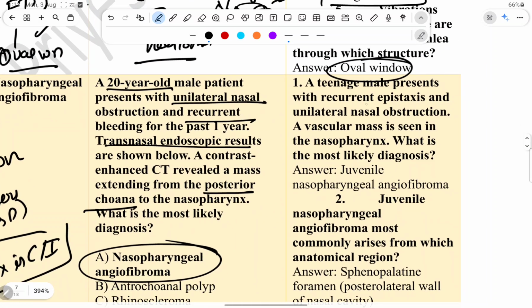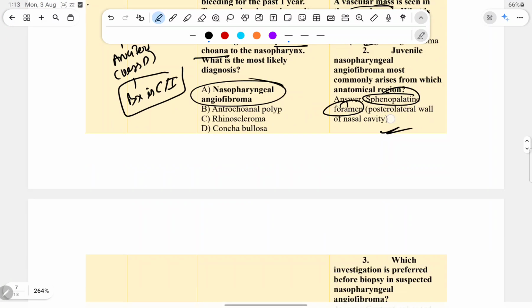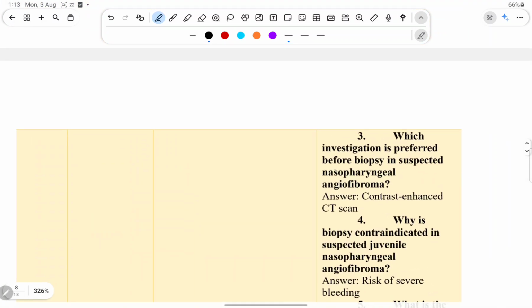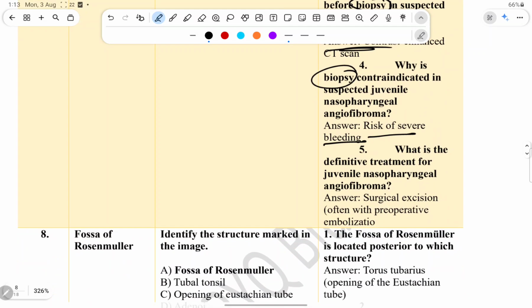Okay. A teenage male presents with recurrent epistaxis and nasal obstruction. A vascular mass is in the nasopharynx, so in a juvenile, juvenile nasopharyngeal angiofibroma most commonly arises from the sphenopalatine foramen, which is in the posterior lateral wall. Before biopsy, we have to do CT. Why is biopsy contraindicated? Because of the risk of severe bleeding, as increased vessels are present.